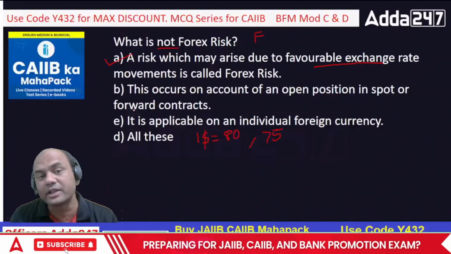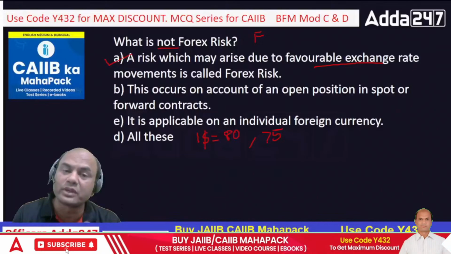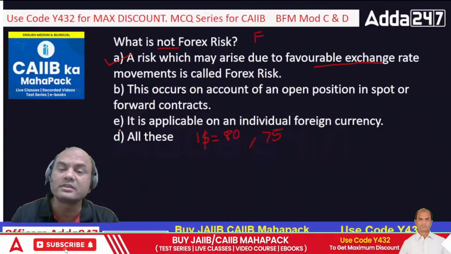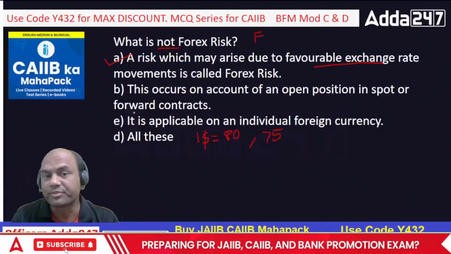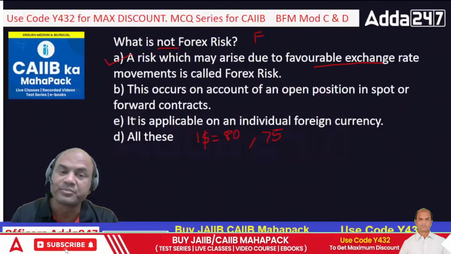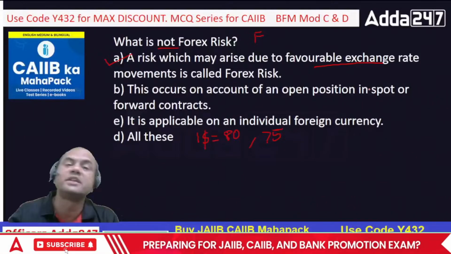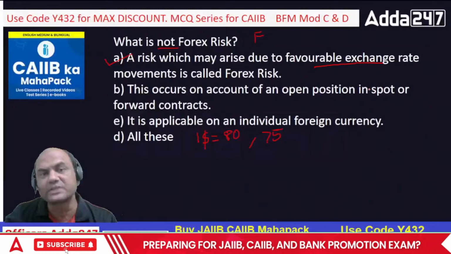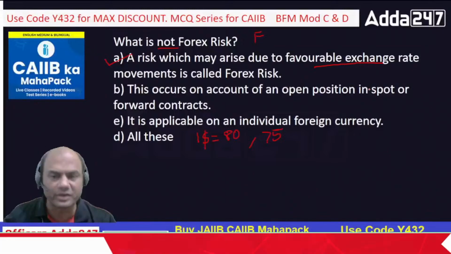Again the same point has come, means you have got the answer in the first option A only. What about B and C? You can definitely skip B and C and move on now. But right now we are in the study session, so I'll read B also and C also. This occurs on account of open T plus 2, right? Transaction plus 2 days. Forward means T plus 2 and above, you can call it T plus 3 and above, isn't it?